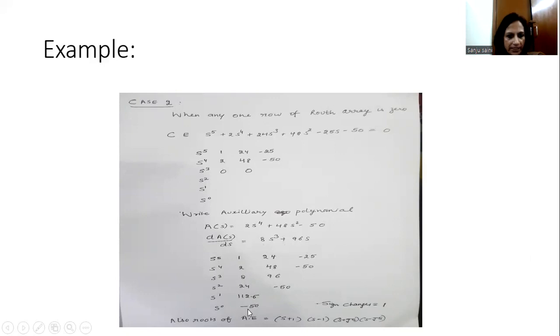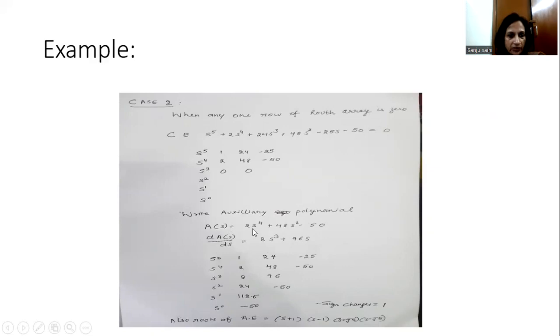The total number of sign changes in the first column of the Routh array is equal to 1. So it means that one root of the characteristic equation is lying in the right half of the S-plane and the system is unstable. In case there is no sign change in the first column of the Routh array, even then we will have to check the roots of the auxiliary equation to ascertain the stability of the system.